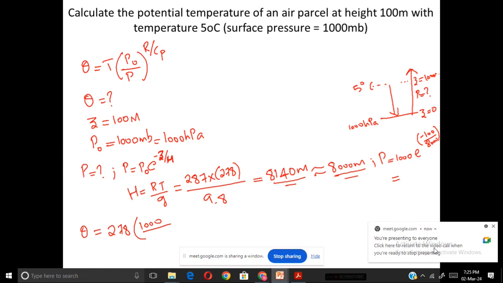Can you tell me the value of T? So we found the value of H, the scale height, is 8,140 meter. It took us approximately 8,000 meter. Then the value of T is given as T0 e raised to minus Z by H. T0 is 1000. Substituting the value of Z and H, it will be 1000 into e raised to minus 100 by 8000. So what will be the value of T?